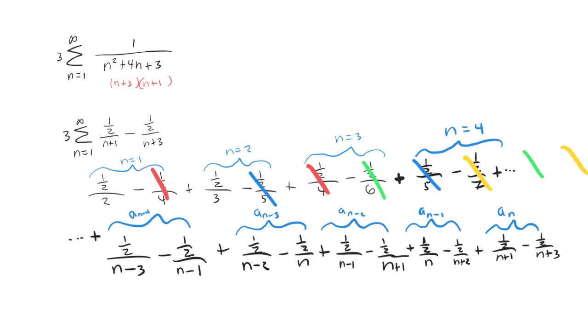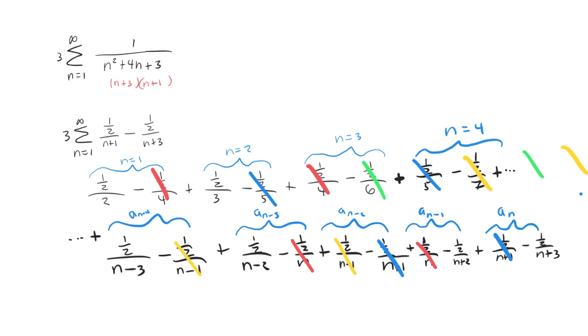I'm going to work backwards. So the n+1 thing cancels with this one. The n+2 on the bottom, let's see, does that cancel with anything? It looks like it doesn't. The n on the bottom cancels with this one. This n-1 on the bottom cancels with that one.